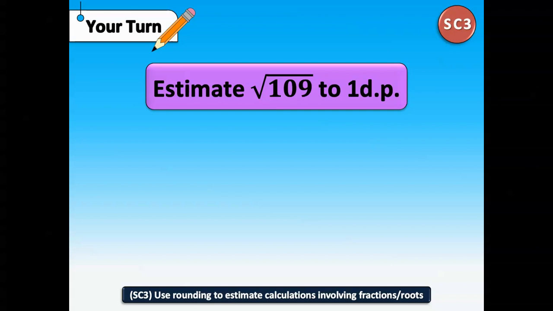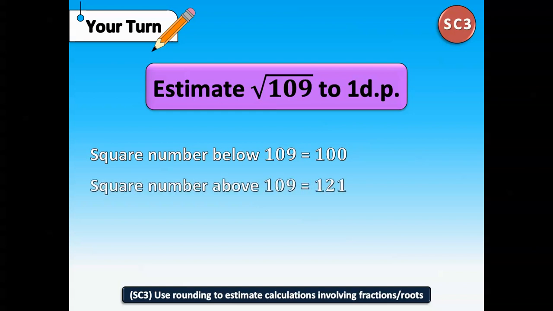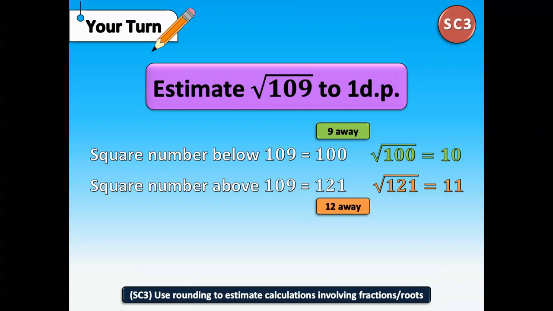So here we want to estimate the square root of 109. So we think of the square number that's below 109, which is 100, and the square number above 109, which is 121. 100 is 9 away from 109, and 121 is 12 away from 109. The square root of 100 is 10, and the square root of 121 is 11. So our answer needs to be in between 10 and 11.